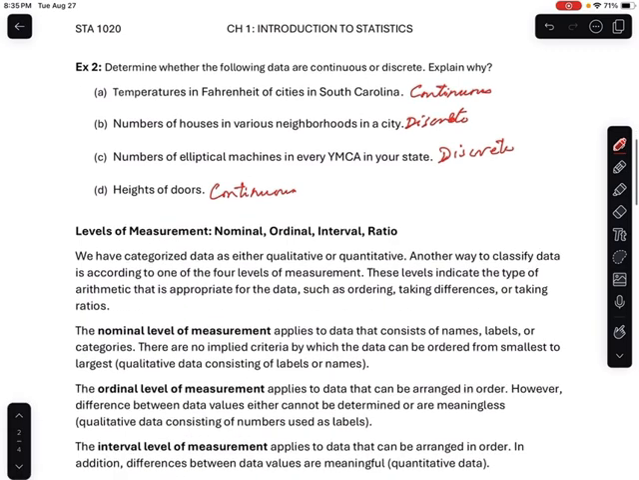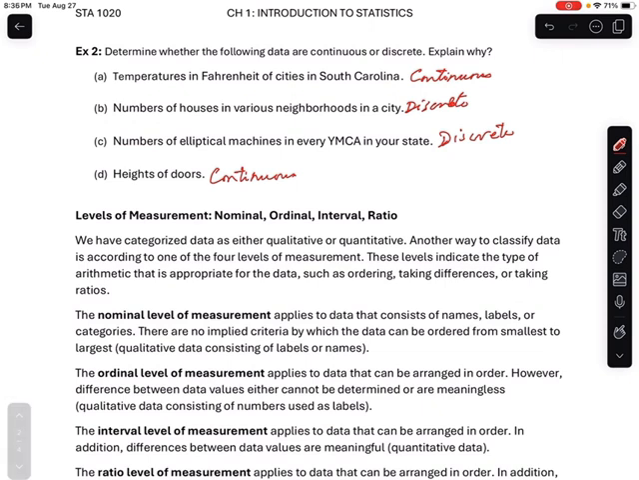The next thing is level of measurements. Sometimes we can look at data in this way. One way of looking at it is whether it is quantitative or qualitative, and then if it is quantitative, whether it is continuous or discrete. Another way of looking at data is by the level of measurement. So what does that mean? It means we want to categorize the data so that they indicate the type of arithmetic that is appropriate for the data, such as ordering or taking differences or taking ratios.